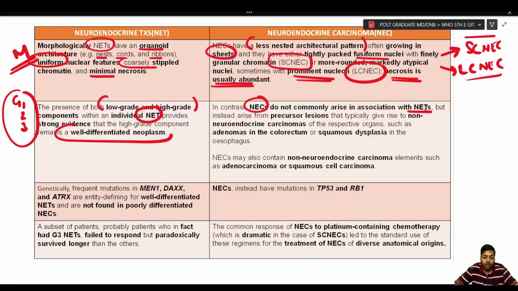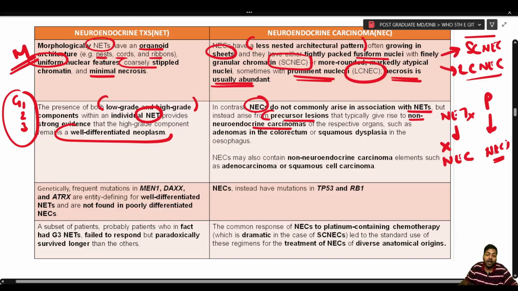Always remember, the neuroendocrine carcinomas are not arising in association with the neuroendocrine tumor, but instead they arise from certain precursor lesions that typically give rise to non-neuroendocrine carcinomas of the respective organs, such as adenomas in the colorectum or squamous dysplasia in the esophagus. So these NETs, the neuroendocrine tumors, are not giving rise to the neuroendocrine carcinoma. Rather, they are coming from such precursors like adenomas or squamous dysplasia, which are actually non-neuroendocrine precursors.